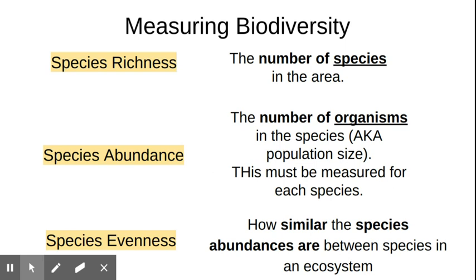So species richness is just the number of species in the area. So we just look at all the different organisms and sort them into species and just count the number. The number of species, not the number of individuals. Species abundance, though, is the number of organisms in each species. So we're going to have one measure of species abundance for each of the species that are in our ecosystem. And then finally, species evenness is comparing those species abundances. So we're looking at how similar or different the species abundances are between the different species that are in the ecosystem.